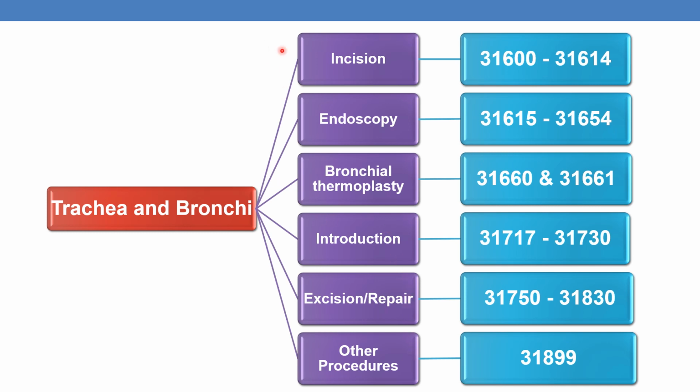other procedures. The CPT range for incision is 31600 to 31614, and for endoscopy the CPT range is 31615 to 31654, and for bronchial thermoplasty the CPT range is 31660 and 31661, and for introduction the CPT range is 31717 to 31730, and for excision or repair the CPT range is 31750 to 31830. Coming to other procedures, there is only one CPT, that is 31899.